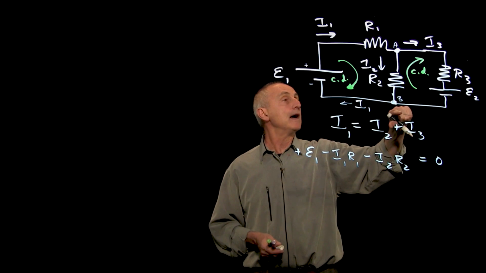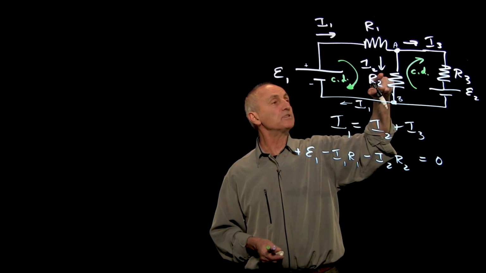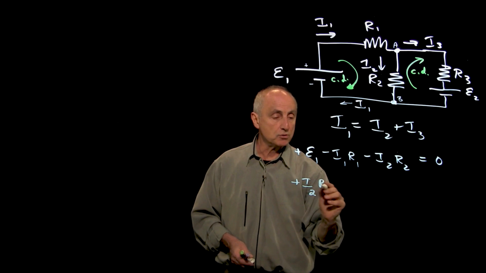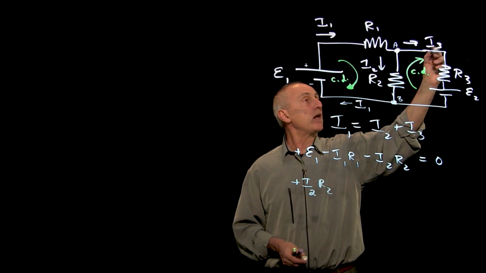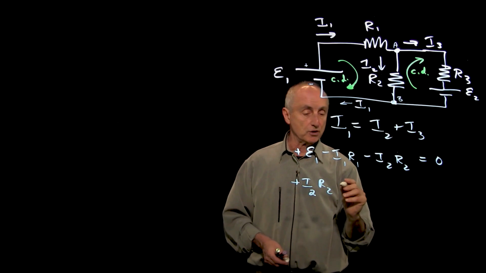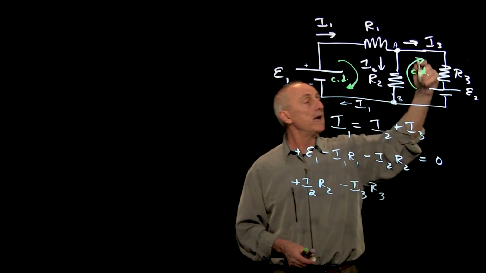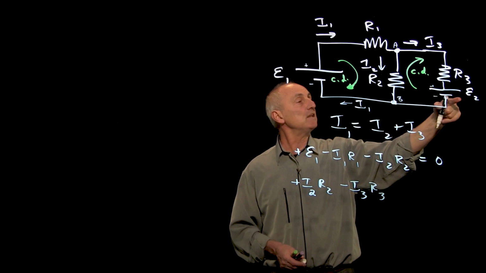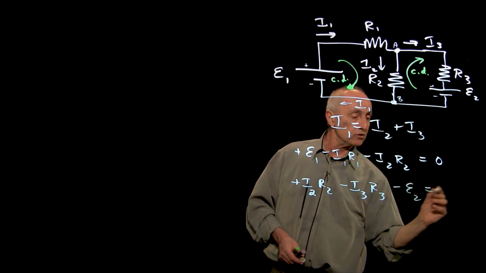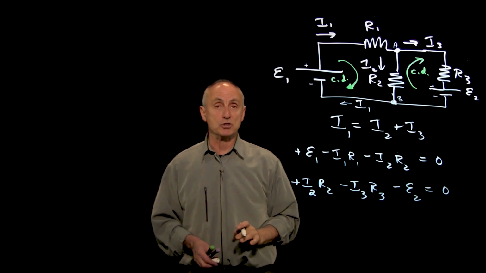Our next equation: let's start at any point, so let's start at point B. Notice that we're crossing resistor 2 opposite the direction of current 2, so that's plus I2 R2. Now we're following this branch of the circuit, and we're crossing resistor R3 in the direction of the current, so that's minus I3 R3. And now we're crossing this set of EMF from the positive to the negative terminal, so we have minus E2 equals 0. And these are our circuit equations.